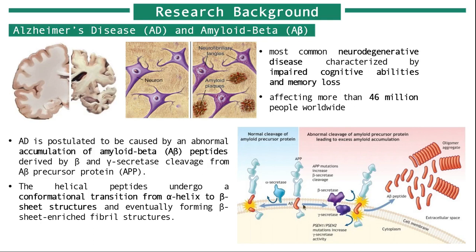precursor protein. So the helical peptide here undergoes a conformational transition from alpha helix to beta sheet structure, eventually forming AB fibril. So the AB fibrils stick together and form the amyloid plaque. The amyloid plaque is deposited between the neurons and it will disrupt the signaling.